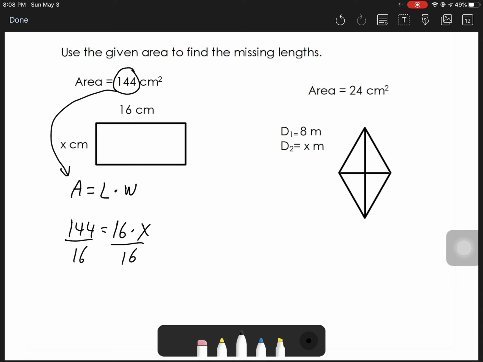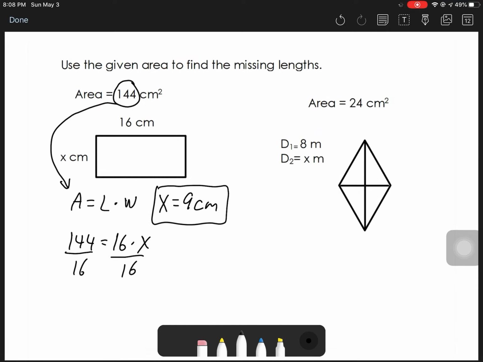And if you take 144 divided by 16, we get 9. So x equals 9 centimeters. This time we weren't trying to find the area, we were just trying to use the area to find missing pieces. Here, the area is 24 centimeters squared.